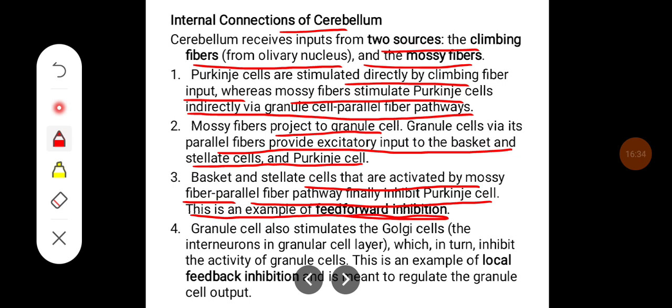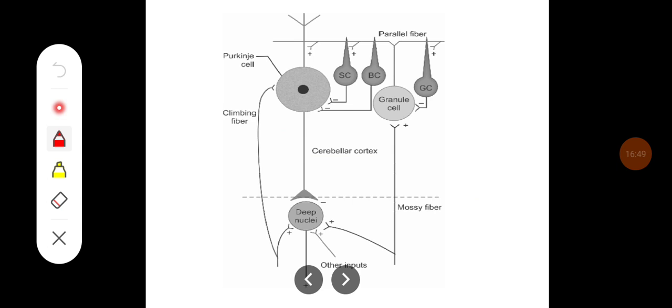Whereas granule cells also stimulate the Golgi cells, the interneurons in the granular cell layer, which in turn inhibit the activity of granule cells. This is an example of local feedback inhibition, and it is meant to regulate the granule cell output. So this diagram shows the internal connections. Okay, so the Purkinje cells are going to receive information from the climbing fibers and from the Mossy fibers through the granular cells.